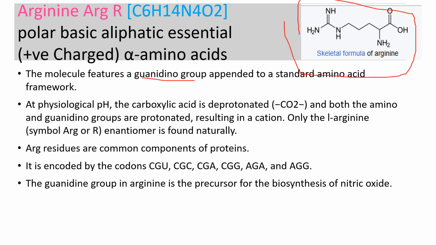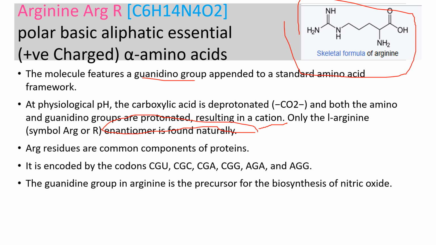At physiological pH, the carboxylic acid is deprotonated, and both the amino and guanidino groups are protonated, resulting in a cation. Whenever you see cation, remember cats have paws, so they are positive. All cats have paws, so a cation is positive, an anion is negative. Only the L-arginine enantiomer is found naturally. Synthetic forms can be cultured in the lab, but naturally, we only find L-arginine.